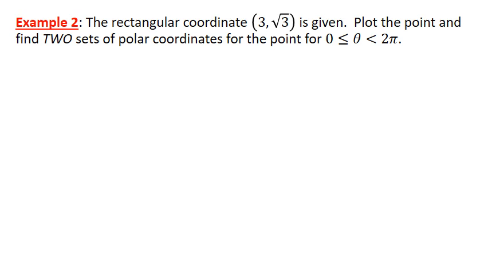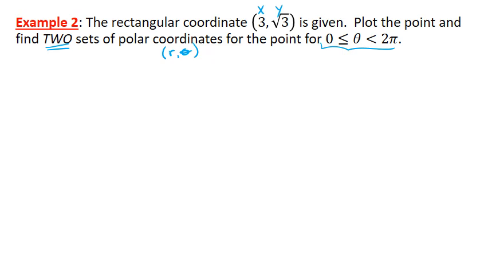Now we have the opposite. We are given the rectangular coordinate, so we're given x and y, and we want to plot this and then find two sets of polar coordinates on this interval here. This is basically one revolution of the unit circle. So remember, if we want to find polar coordinates, we want to find r and theta.